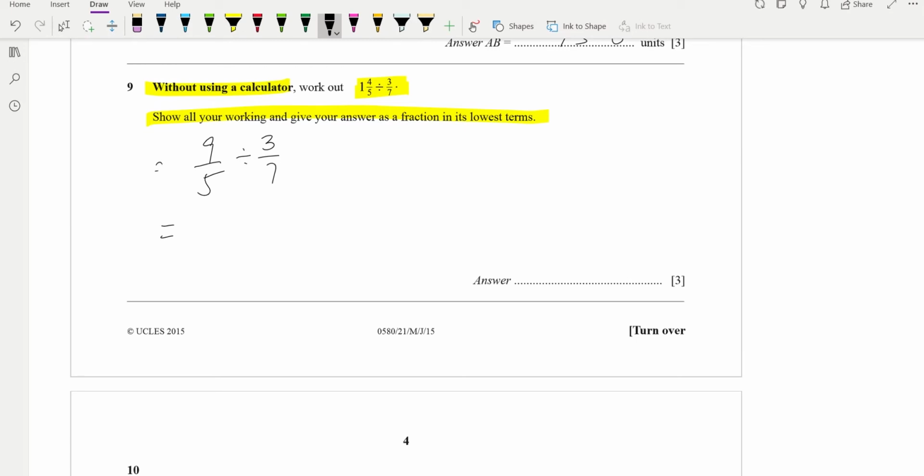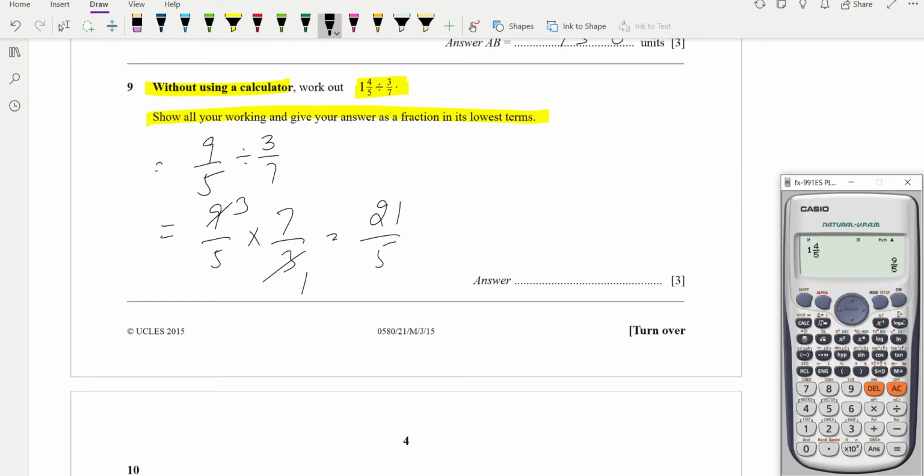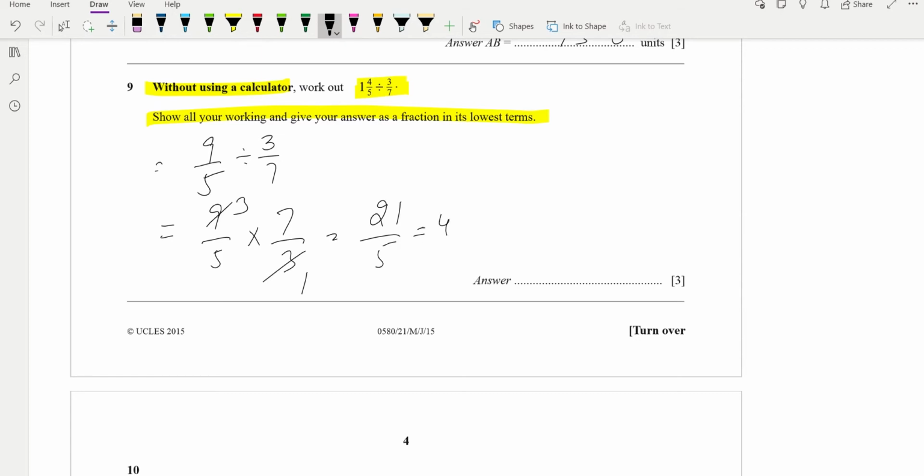Now we will be changing division to multiplication, and we write the reciprocal. 3 ones are 3, 3 threes are 9, and 7 threes are 21. So 21 over 5, and again we can check with the calculator. 21 over 5 in mixed fraction will be 4 whole 1 by 5. This will be our final answer for this question.